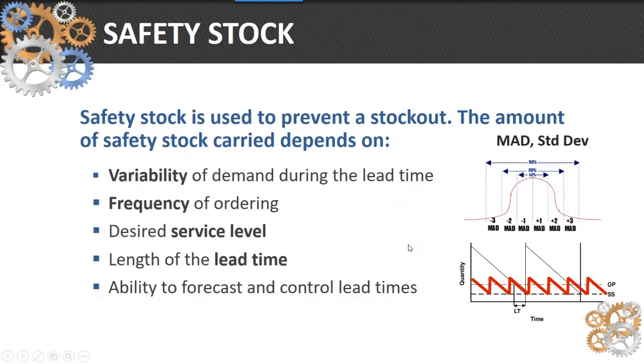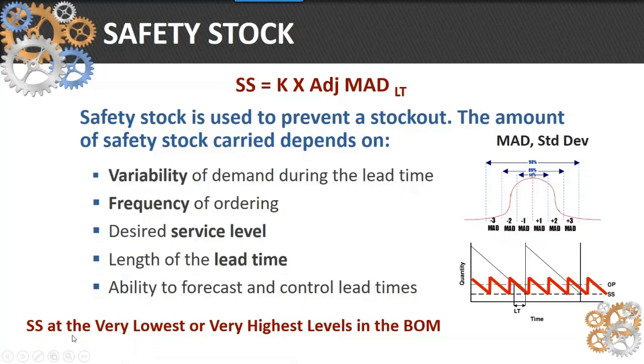So let's talk a little bit about safety stock. Safety stock is used to prevent a stock out. It's the amount of stock carried, and it depends on the variability of demand. Remember, we looked at that independent demand item. It also depends on how often we order, what we call the desired service level, the length of the lead time, and our ability to forecast and control lead times. And this is usually the planner and the buyer's responsibility. The formula is safety stock equals desired service level times MAD adjusted for lead time. I'll explain that in just a second.